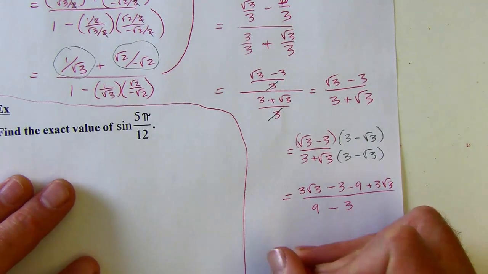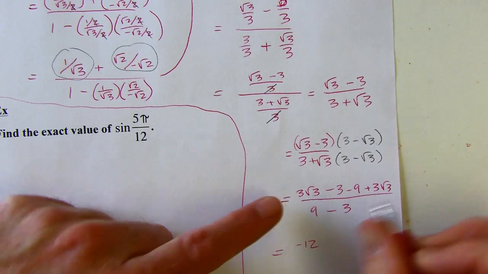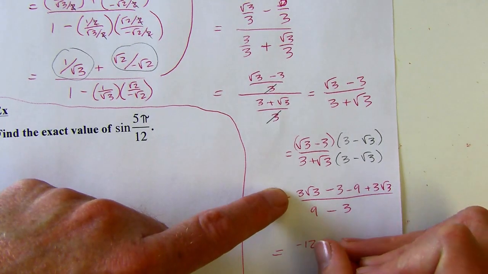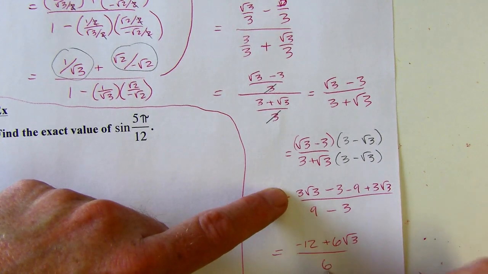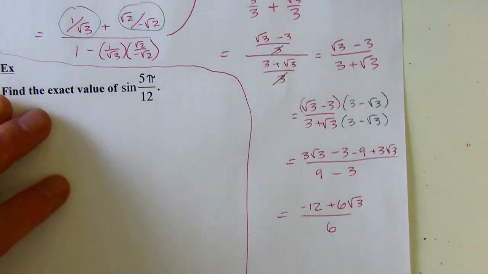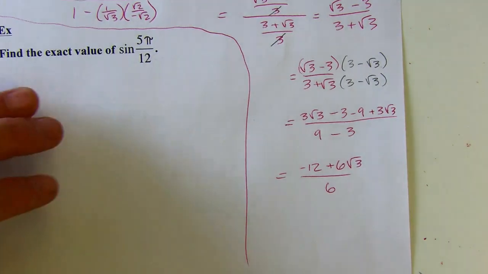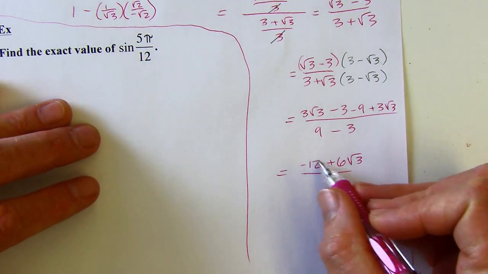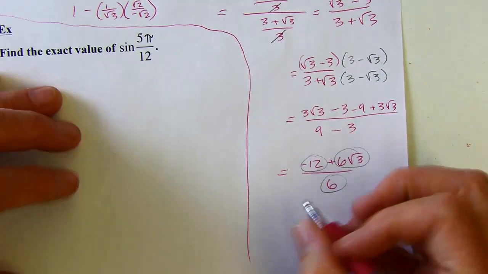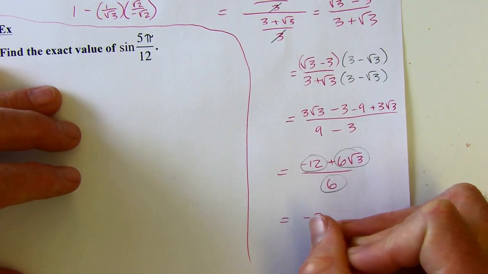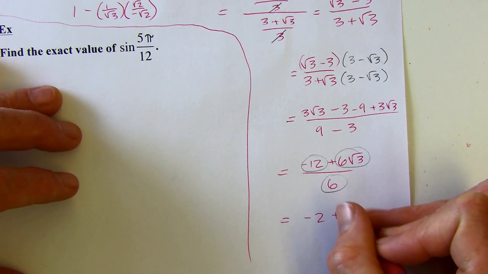Let's start simplifying. Okay? On top, let's see, I've got negative 12, and then 3 root 3 plus 3 root 3 would be 6 root 3. On bottom, I've got 6. Oh, this is looking pretty good, and I can actually still reduce further because 6 goes into all 3 of those terms. So let's divide everything by 6. And this would be negative 2 plus root 3.